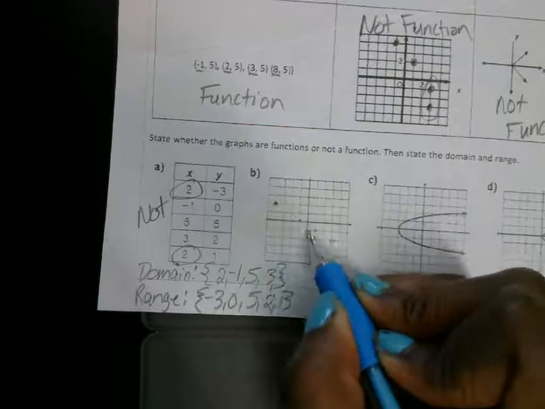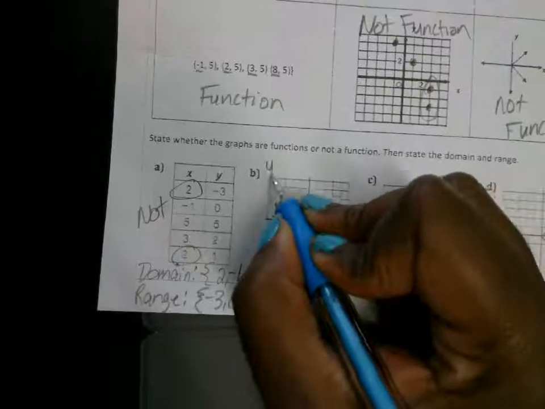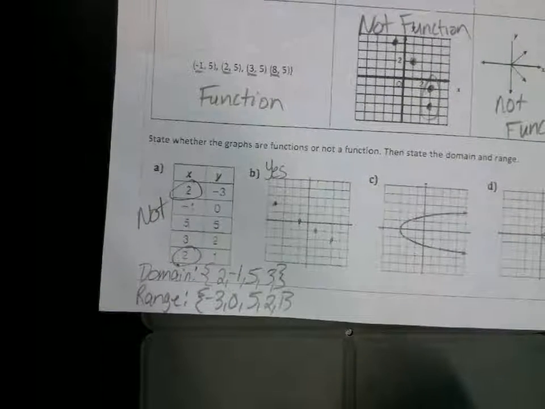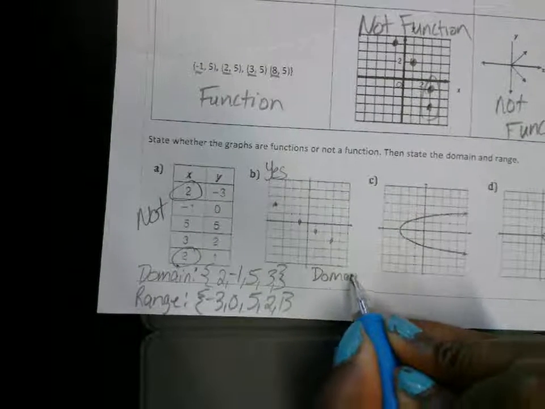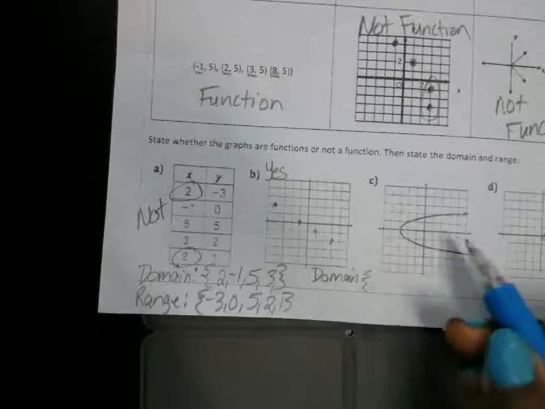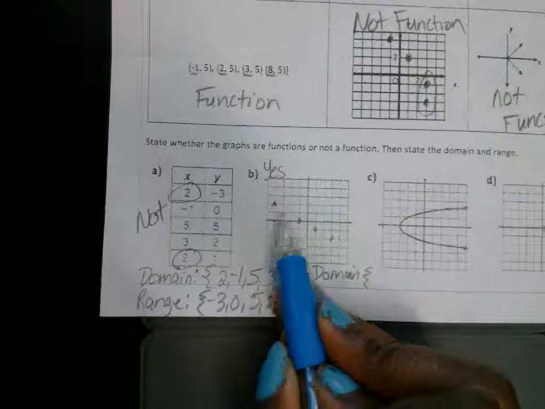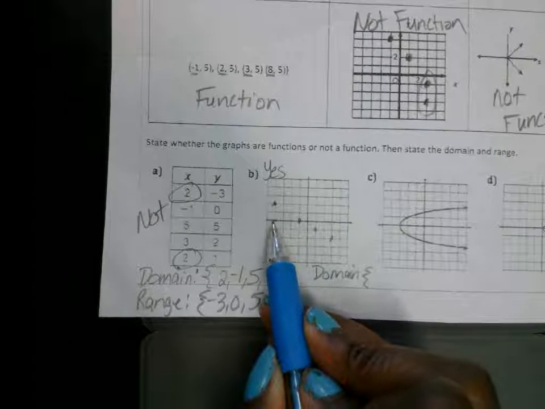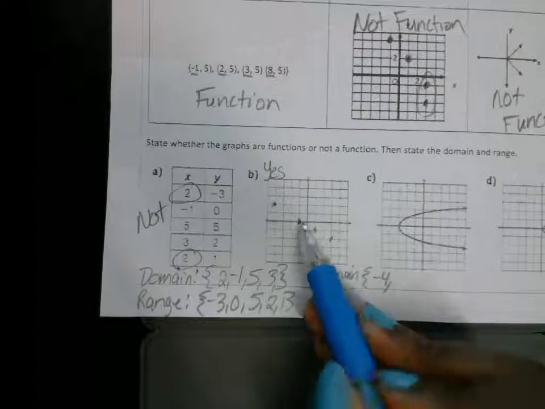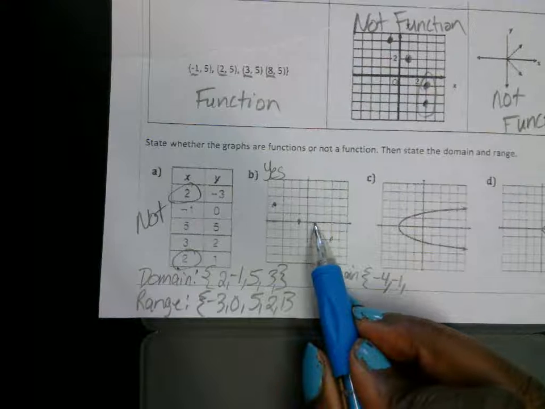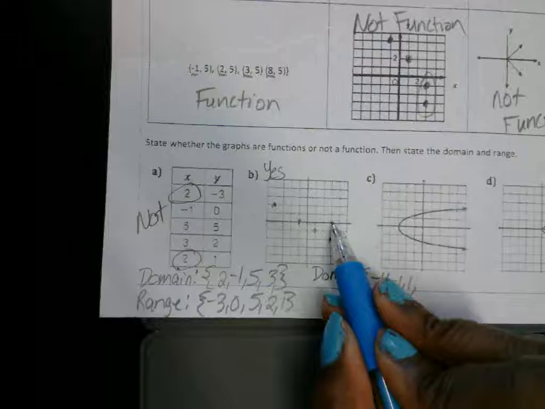B, make it darker so you can see it. Is this a function, yes or no? Yes, this is a function. We're going to list our domain and range. Domain is all of our x values. What are our x values here? The first x value is what? 1, 2, 3, 4. That's negative 4. Then what's the next one? Negative 1. The next one? 1. The next one? 1, 2, yes, 3.